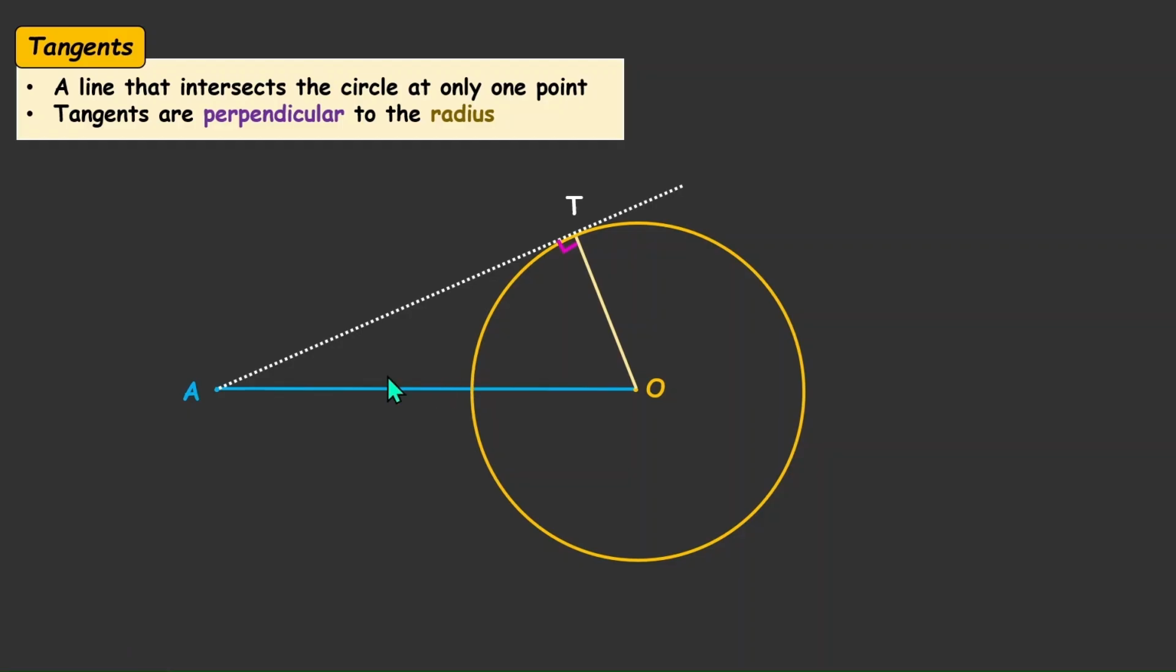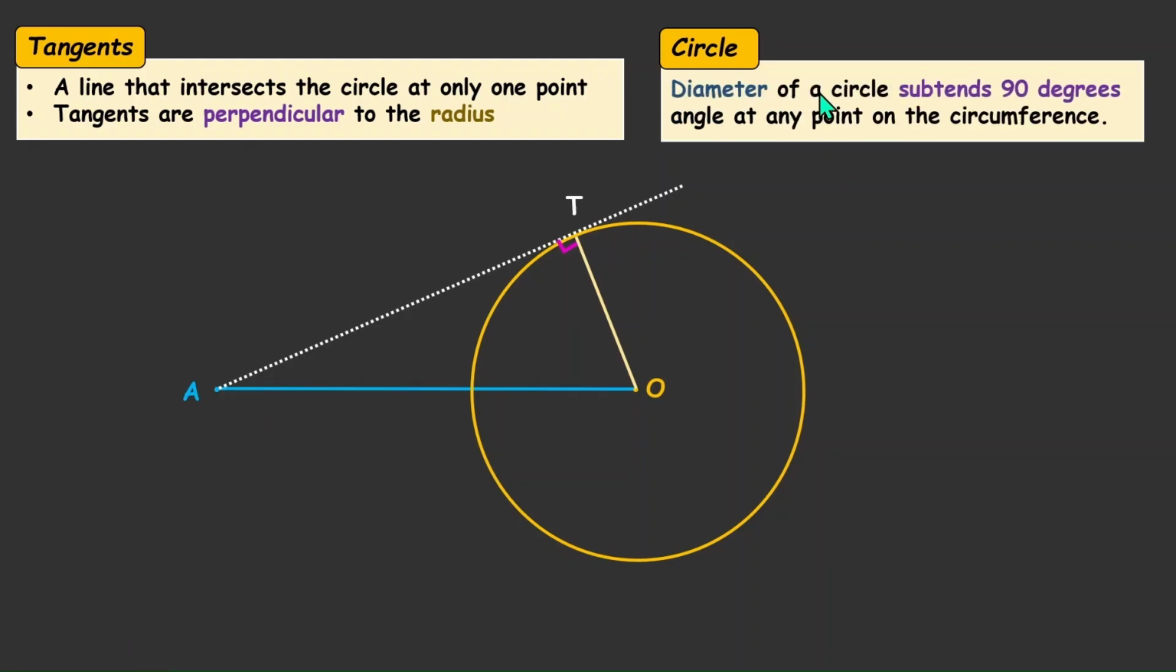Because this reminds of another property of circles that we can exploit, and that is when the diameter is subtending an angle of 90 degrees. So if you remember, there is a circle property which says that the diameter of a circle subtends a 90 degree angle at any point on the circumference.